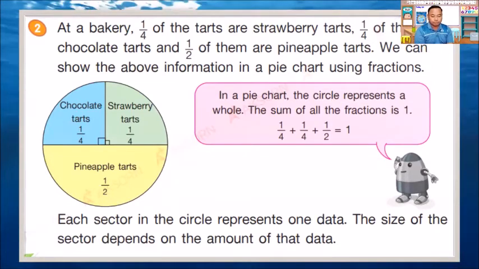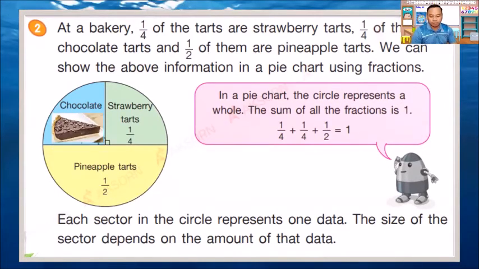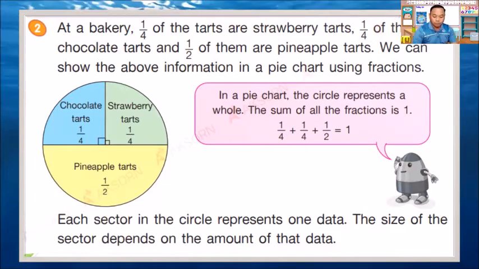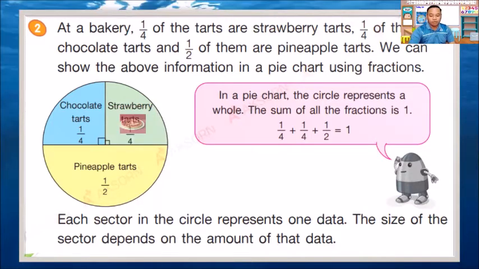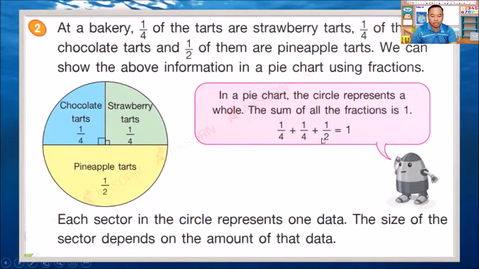All right? So in a pie chart, you have there, of course, chocolate tarts. What is the fraction? Okay, 1/4. All right. How about strawberry tarts? Also, 1/4. So 1/4 plus 1/4. And of course, the last one is pineapple tarts. How much? That is 1/2, right? So you have 1/4 plus 1/4 plus 1/2 equals 1.